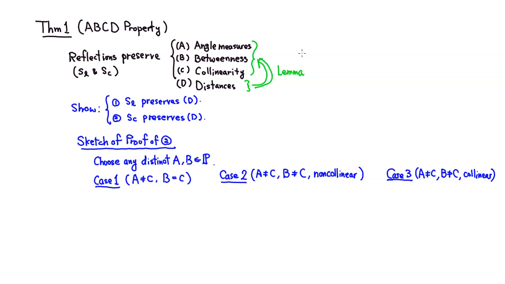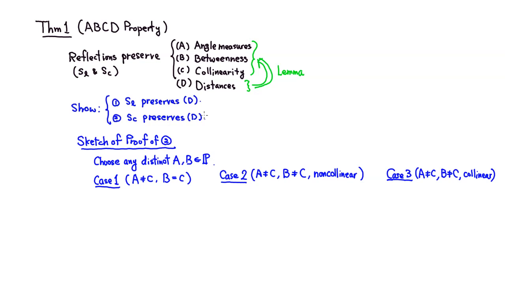Which means that all we have to do is just show that the reflections are isometries, or distance preserving. There are two kinds: one is a line reflection and the other is a point reflection. Since the proof for the line reflection is given in the book, I'm just going to do the point reflection, S sub C. We want to show that S sub C, the point reflection, is distance preserving. Here's the sketch of the proof, because it's a little bit tedious.